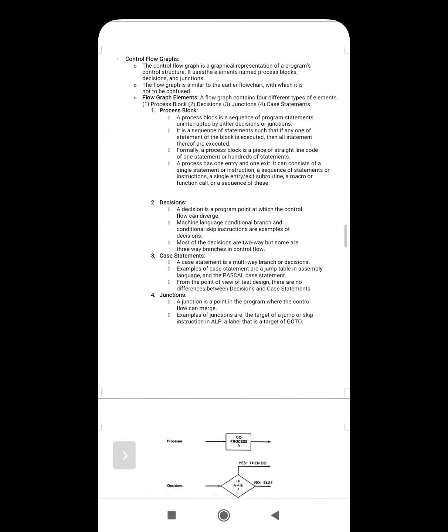In the morning class, in the first hour, we discussed flow graph and path testing. In that, the first topic is the basic concept of path testing. We discussed path testing and bug assumption. Now we are discussing control flow graphs. That means a flow graph is nothing but a graphical representation.